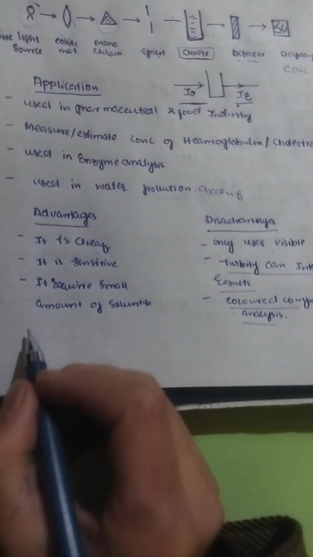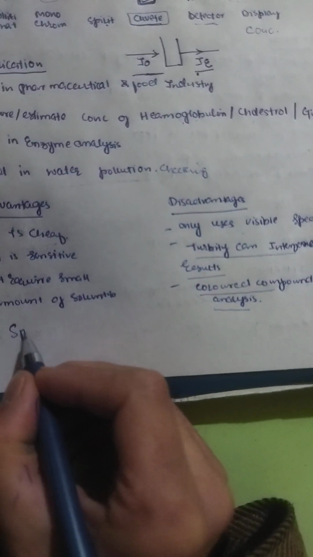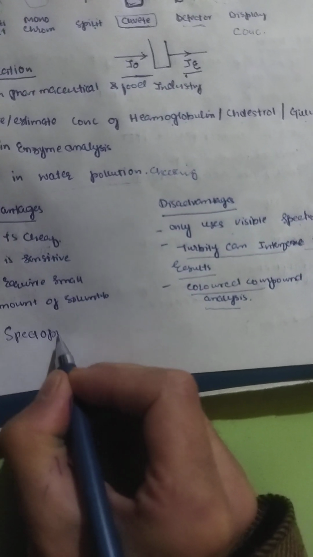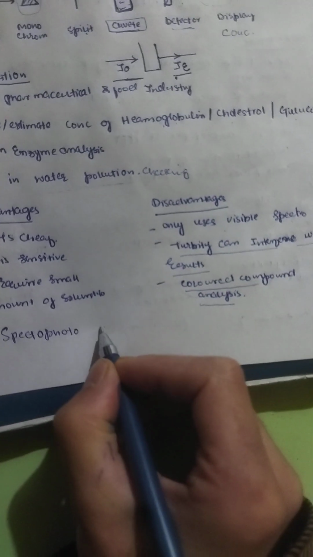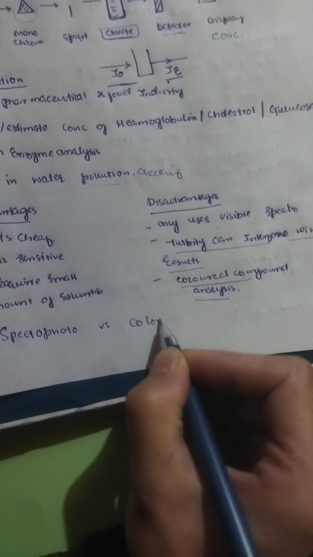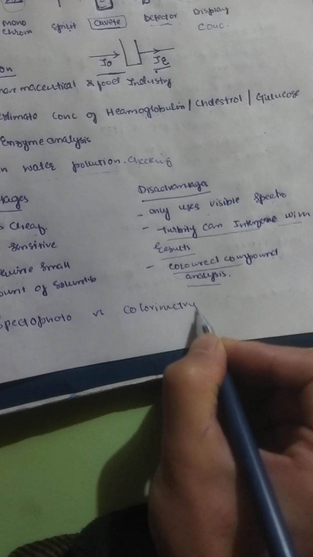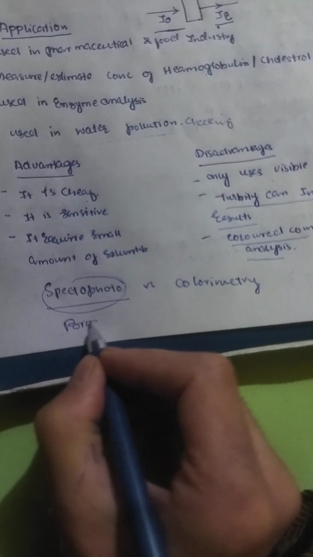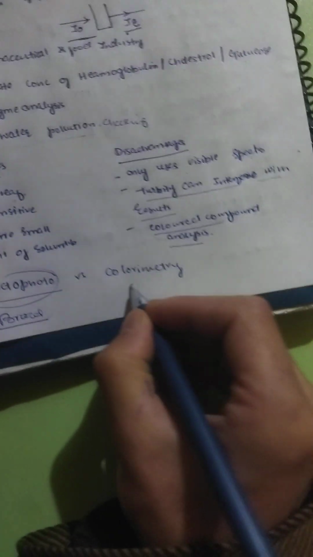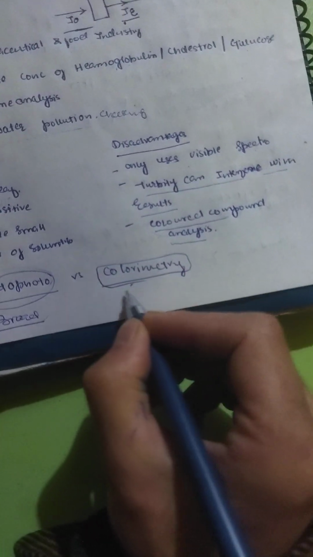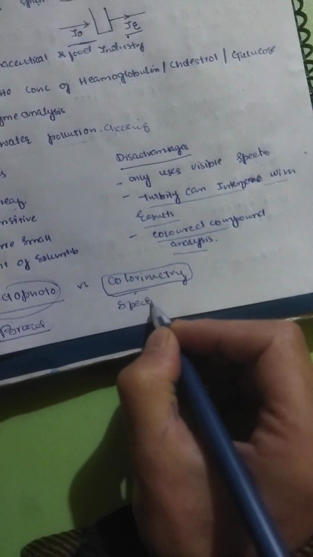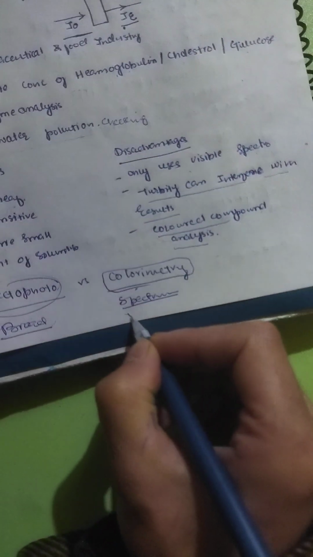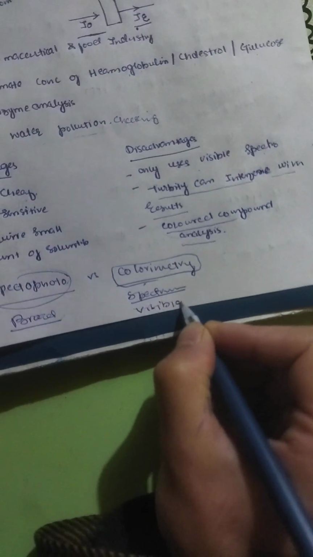Now we have studied spectrophotometry in previous lectures, and in this lecture we studied colorimetry. What is the difference then between them? The difference is that spectrophotometry uses a broad spectrum of light. Here we focus on only one spectrum, that is the visible spectrum.